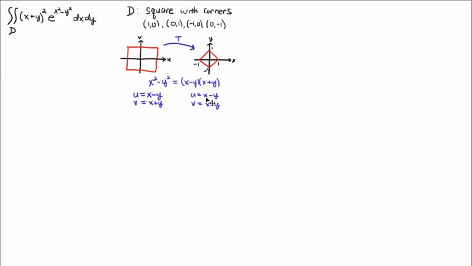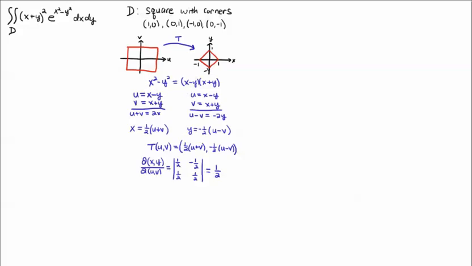Now I wrote this twice, and you'll see why in a moment, because I'm going to need to devise the transformation. Once I have the transformation, we'll compute the Jacobian, and then once we have the Jacobian, we'll transform this integral, and then we'll use these definitions for u and v to determine the corners of the rectangle. So let's go ahead and do that.